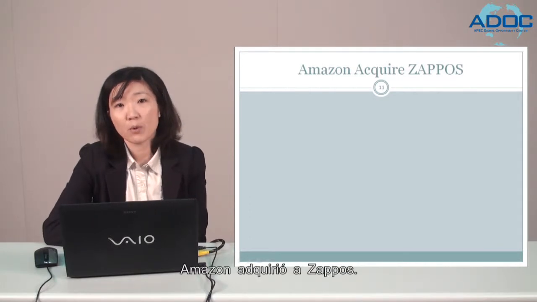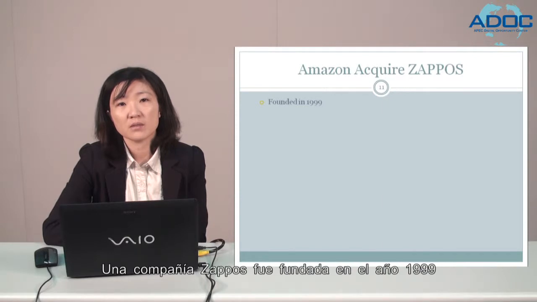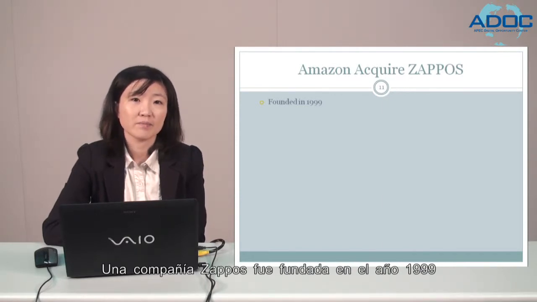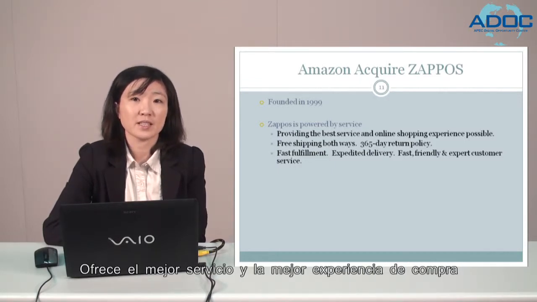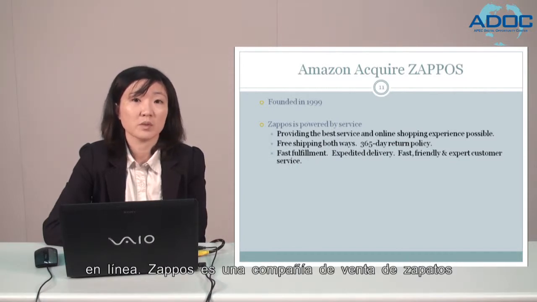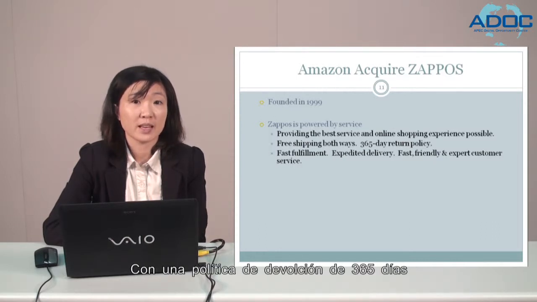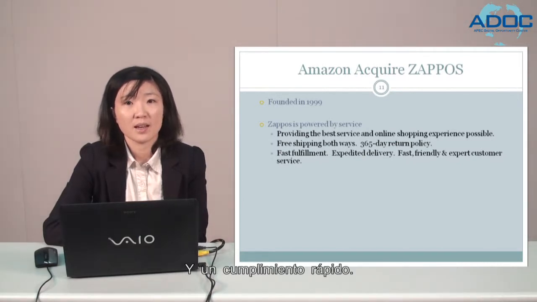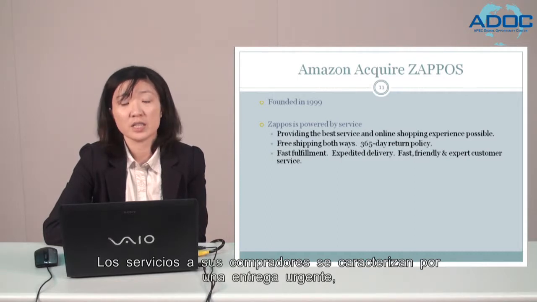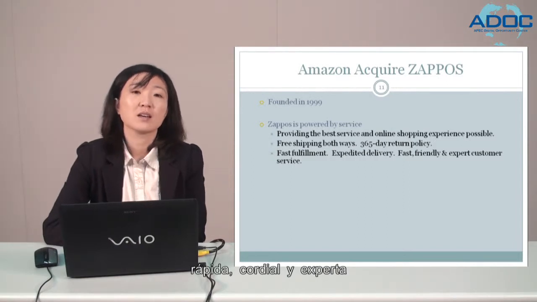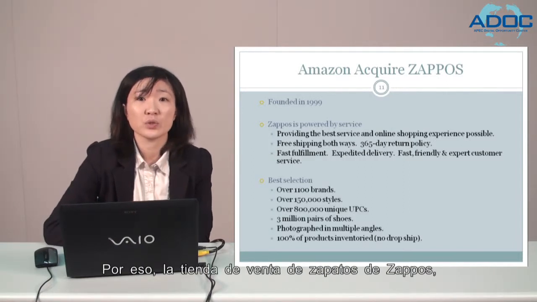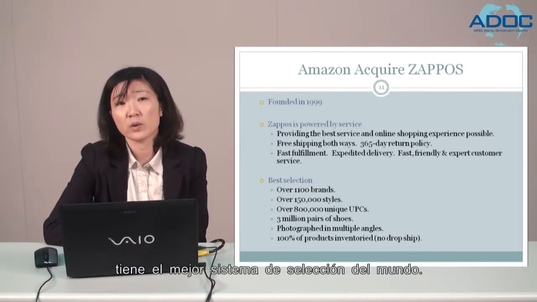Okay, and this is a very famous thing. Amazon acquired Zappos. Zappos, founded in 1999, is powered by service, providing the best service and online shopping experience possible. Zappos sells shoes. Free shipping both ways. 365-day return policy. And fast fulfillment. Expedited delivery. Fast, friendly, and expert customer service.